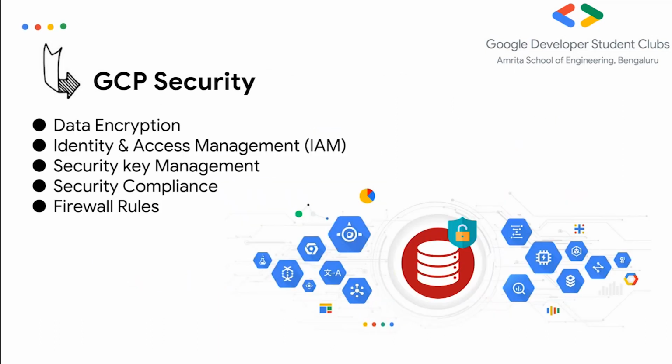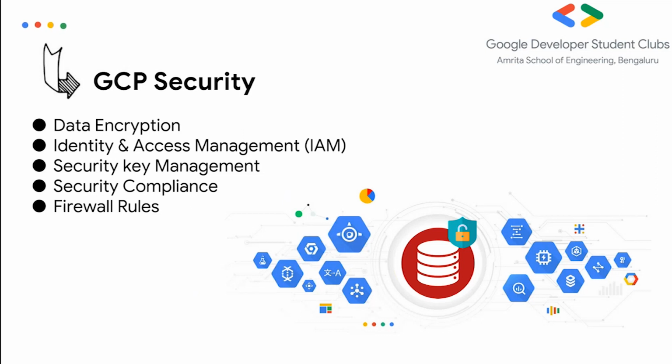Next coming to GCP security. It has 5 parts: data encryption, identity and access management (IAM), which we'll be covering in the next slides as well, security key management, security compliance, and firewalls. We'll start with an example to understand this better. Say we have a financial services company that is migrating its data and applications to Google Cloud Platform to leverage scalability and performance. They need high security measures to protect sensitive data from others, right?